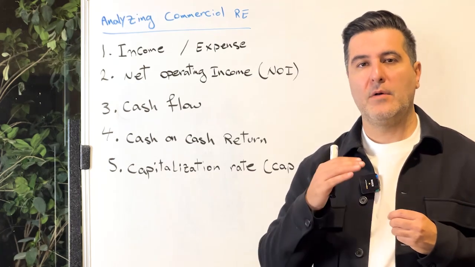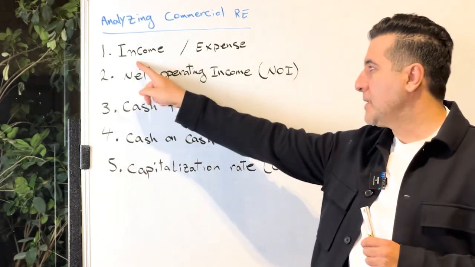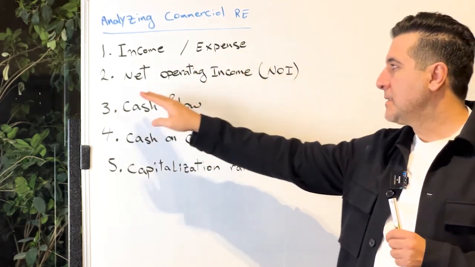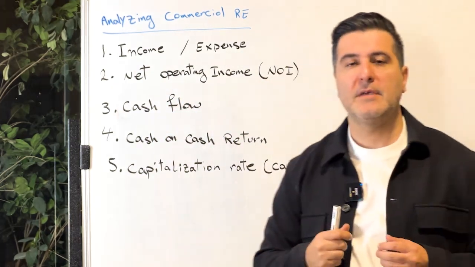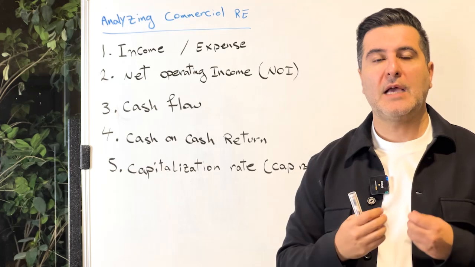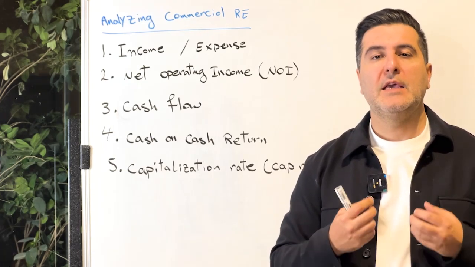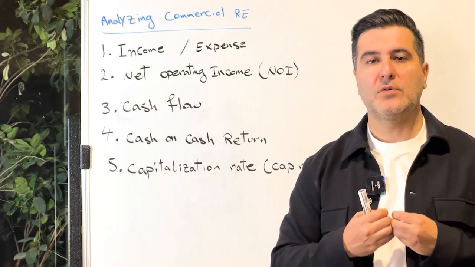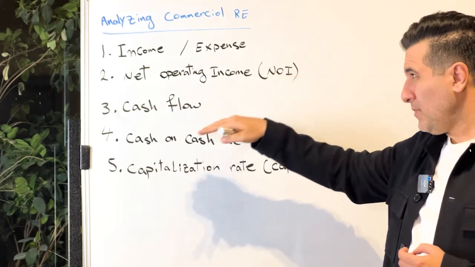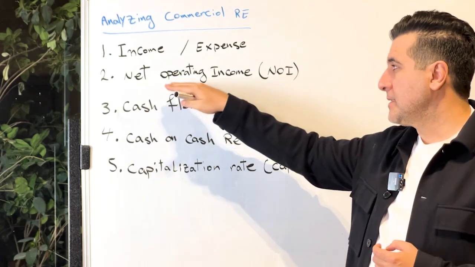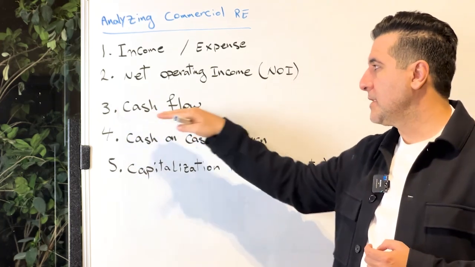We calculate that and we subtract that from the income. The income of the property minus the expenses gives us the net operating income. The net operating income is a very important term in analyzing the commercial property to see if it's a good property to invest at or not. Once we have the net operating income, if we subtract the mortgage payment from it, we can find out the cash flow.